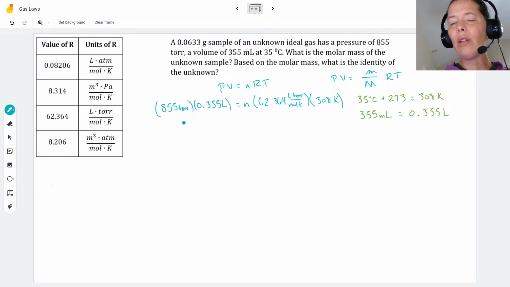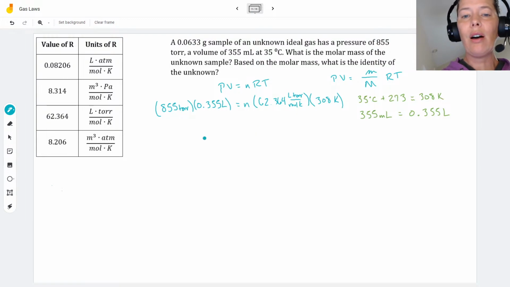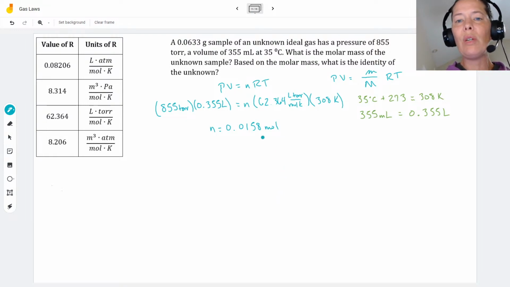All right, so looking at what I wrote down, I can solve for n. So even though that's not what the problem has asked for, let's go ahead and get our number of moles, because we've plugged everything in and we can calculate our number of moles. So for this problem, our number of moles is 0.0158 moles. Now my question is, do we know what this gas is? And no, we have an unknown ideal gas, and actually we want to find the identity of that. So I can't take these grams and then convert to moles because I don't have a molar mass. I don't know what the identity of this sample is.